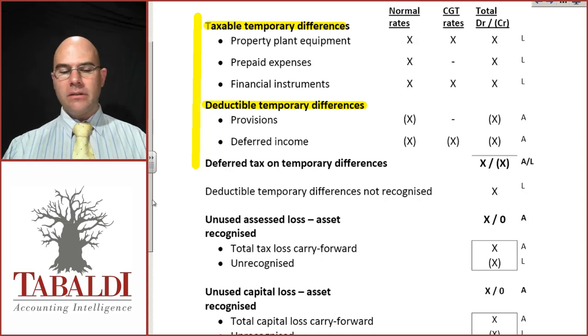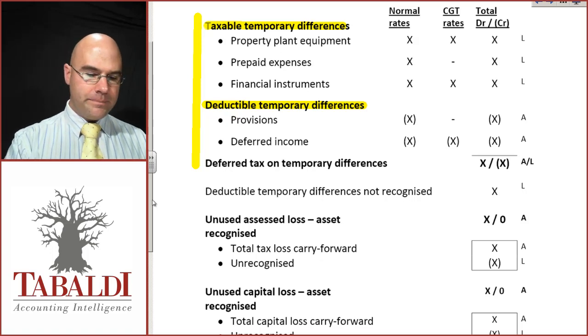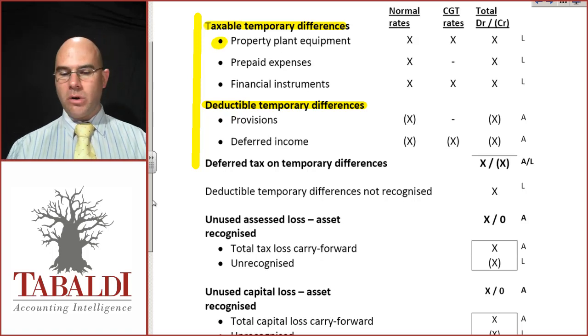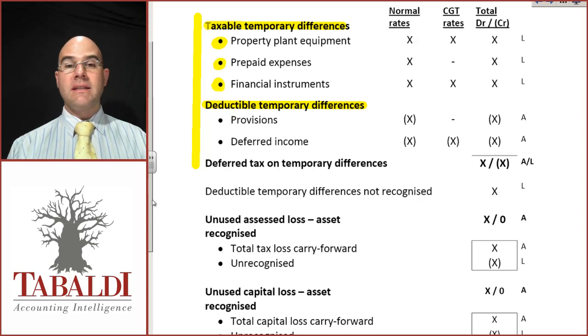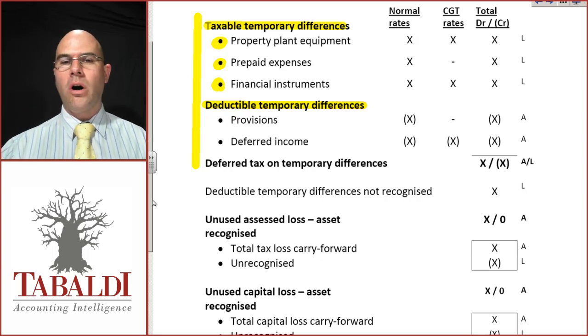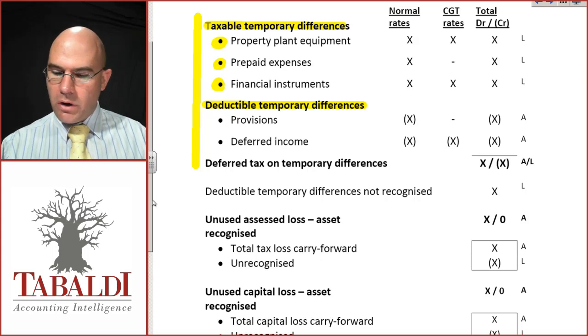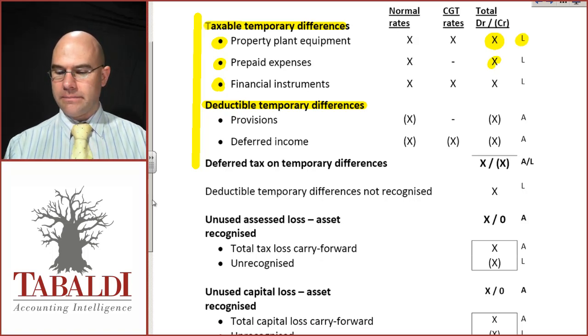It might save you some time, but for now, let's do it in a very well laid out manner for your understanding. So I've listed a few of them. This is not by any means a comprehensive list. So I've got property, plant and equipment, and prepaid expenses and financial instruments. Sometimes these may be deductible temporary differences. I'm just assuming that here they are taxable because that's more often than not the case. Now, where most people go is they just work out the total deferred tax liability for these taxable temporary differences.